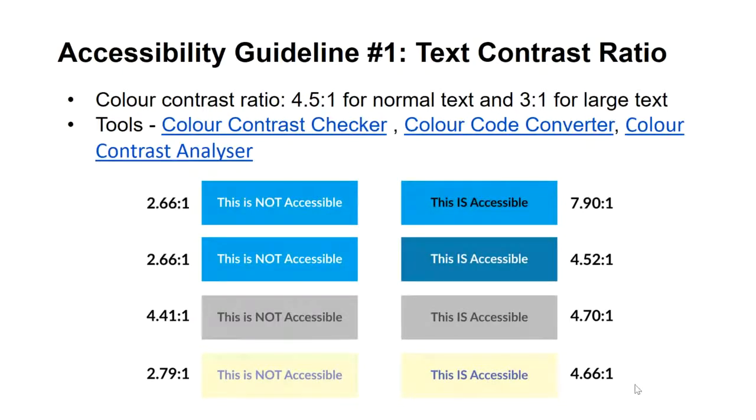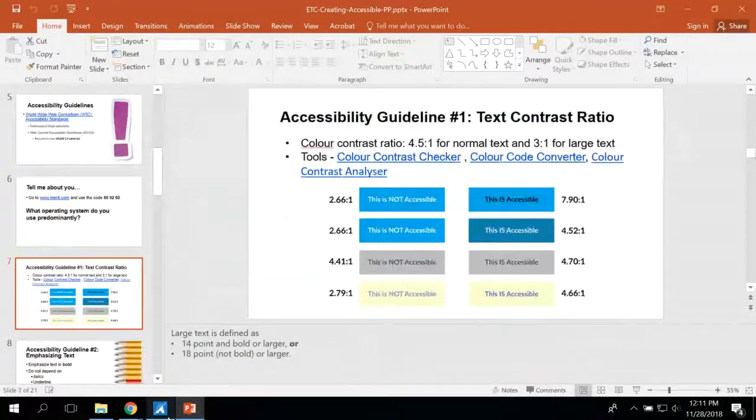So as you can see in the illustration provided, all the text on the left side of the screen is not accessible, whereas the text on the right side of the screen is accessible according to the guidelines. So you might ask me, well, how do I figure out what this contrast ratio is of the text that I'm using? There's this amazing app put out by the Pacello group.